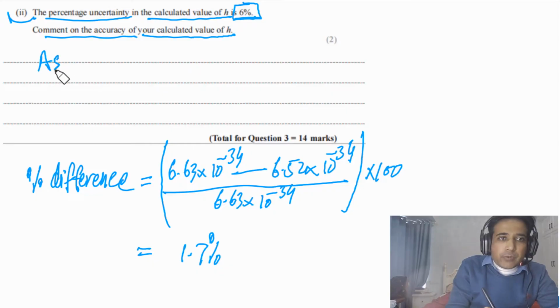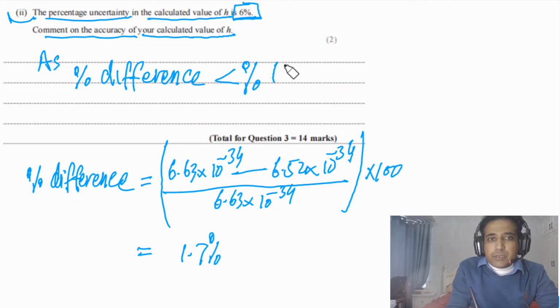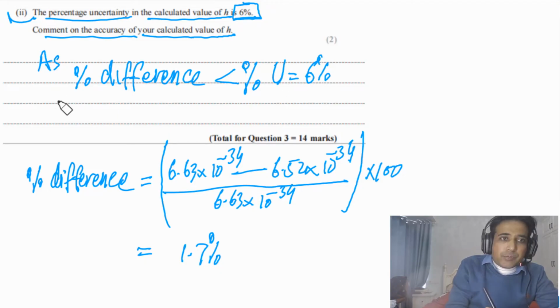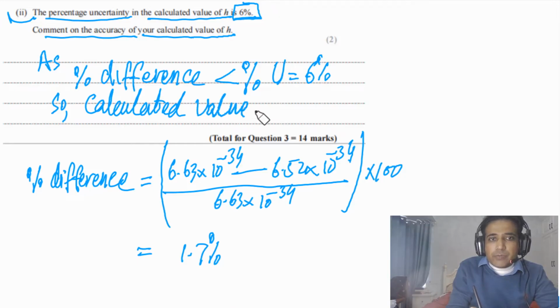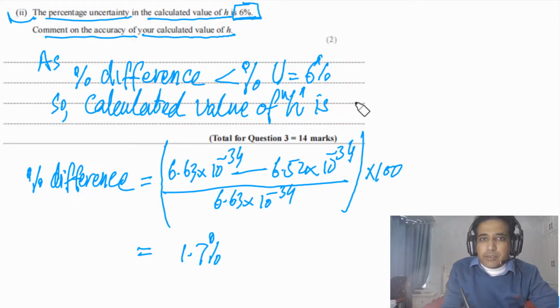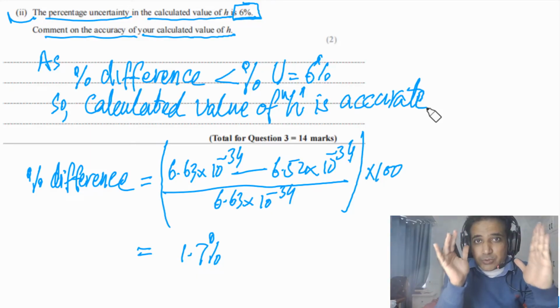So we can simply write down the percentage difference. As the percentage difference is lower than the percentage uncertainty, that is equal to 6%, the calculated value is correct. So we can say the calculated value of Planck's constant h is correct, or we can say it is accurate. So this is how you need to answer.